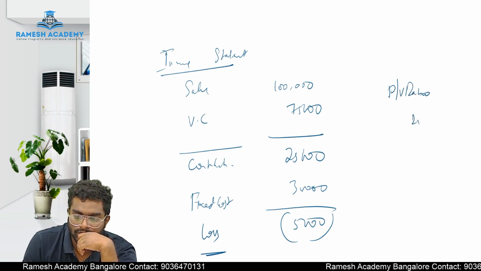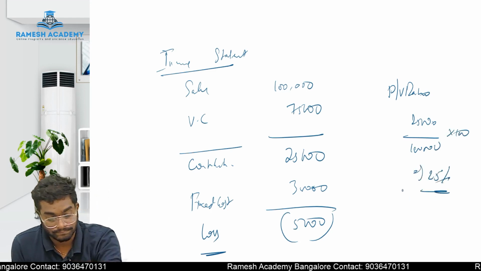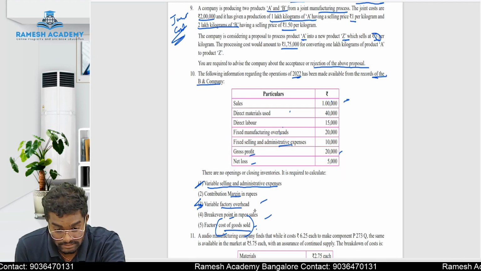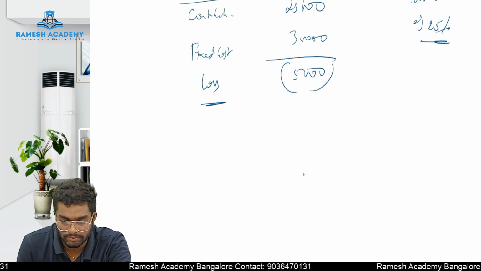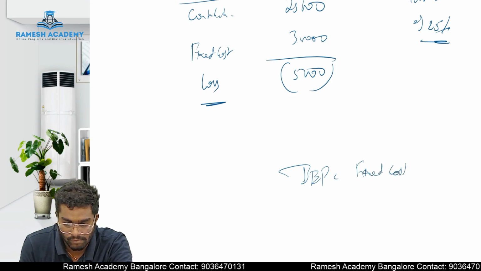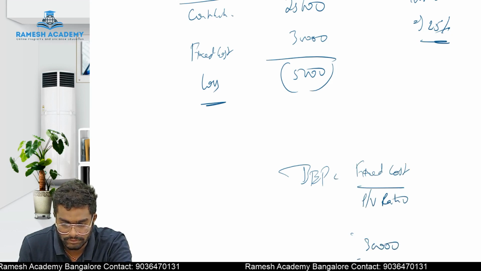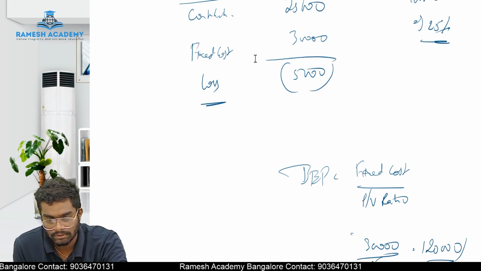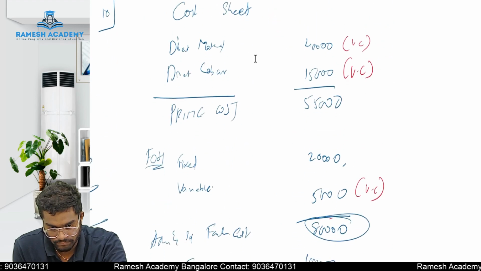PV ratio is simple, 25 by 1 lakh, 25%. Okay. Next, what did they ask? Contribution margin we have calculated, now the break even point. So BEP is simple: fixed cost by PV ratio. 30,000 divided by 0.25, which is 1 lakh 20,000, is my BEP. Simple, and done. So please be careful. First prepare the cost sheet.